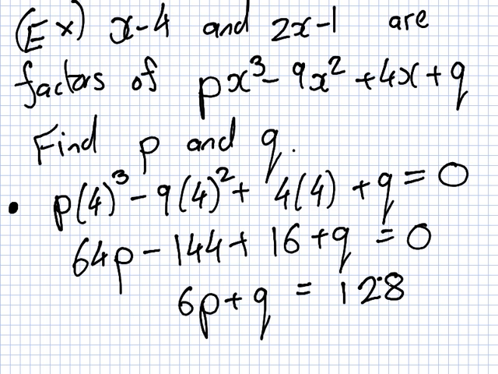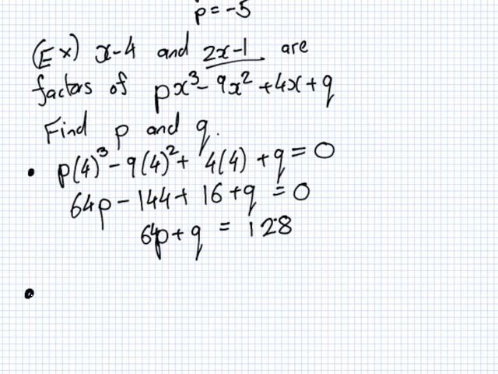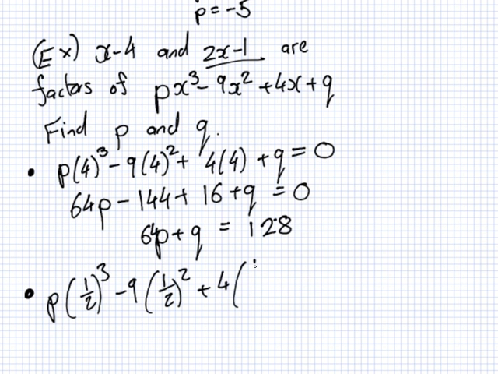Now this is not enough to find the p or the q. Is this enough to find p and q? No. But we can do the same thing with this one. What's the x here? Yeah, a half. So next we have p times a half cubed minus 9 times a half squared plus 4 times a half plus q.